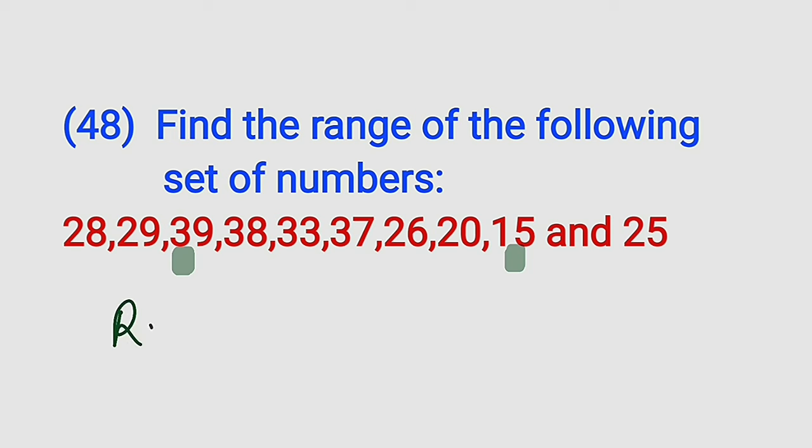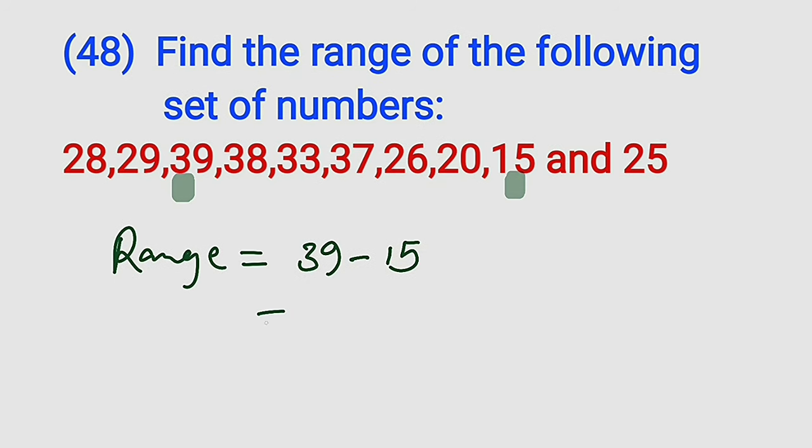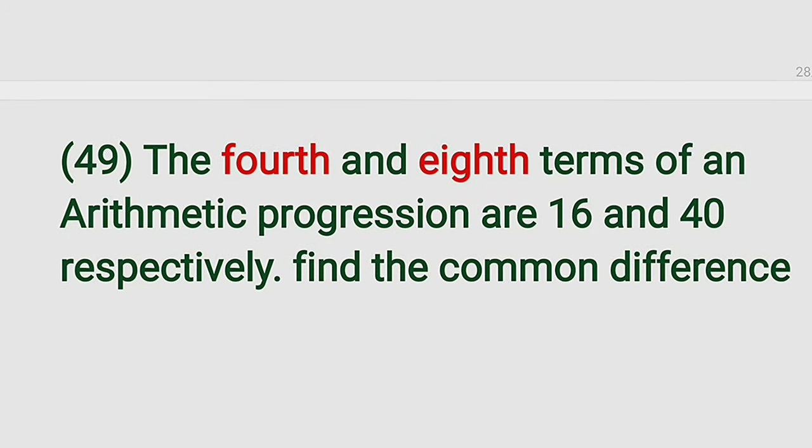So to find the range, it is simply 39 minus 15. And 39 minus 15 is equal to 24. Therefore, the range of these values is 24. Very simple. Moving on to question number 49.